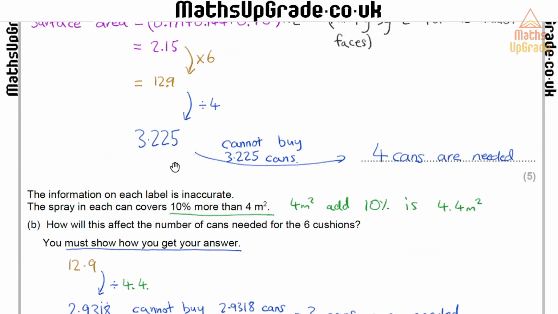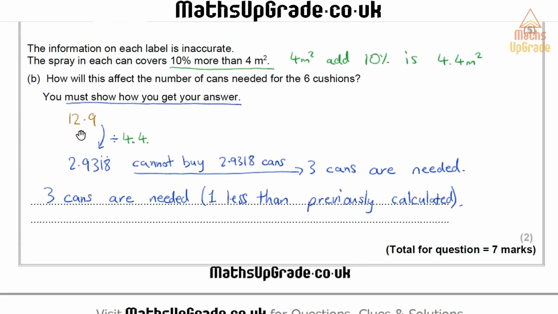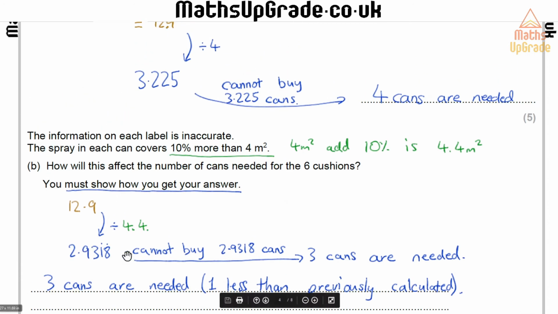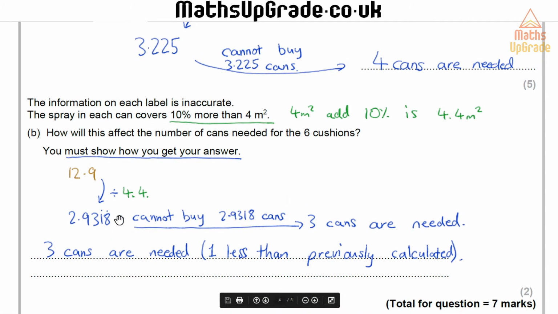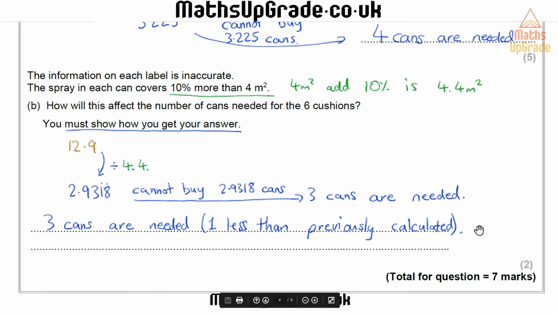So now if I do the same calculation here, 12.9 divided by 4.4, that gives me 2.9. And since 2.9 is actually less than 3 cans, I only need now 3 cans to be bought. Last time I needed 4 cans, but since each can covers slightly more, I only now need 3 cans. So that is what my statement says here. So you've got your maths to back it up. You need to write a sentence explaining that only 3 cans are needed and it's 1 less than previous.